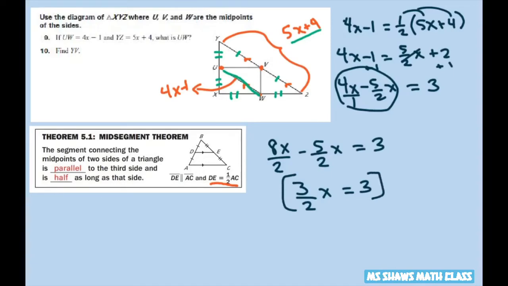Multiply both sides by 2. So we'll just do 2. That cancels, so you get 3x equals 6. So x equals 2.